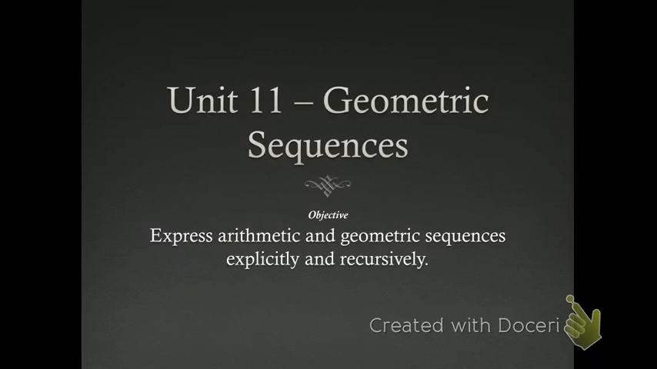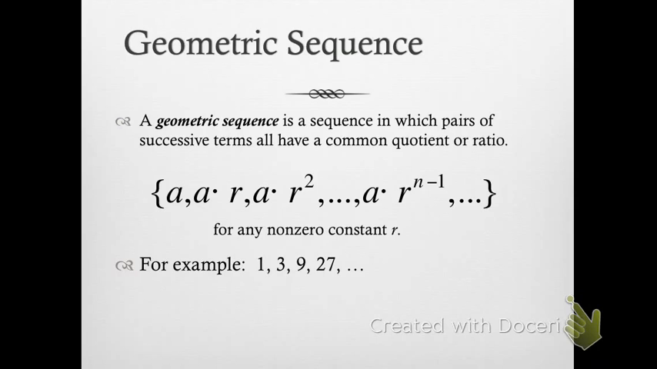Geometric sequences. A geometric sequence is a sequence in which pairs of successive terms have a common ratio or quotient.